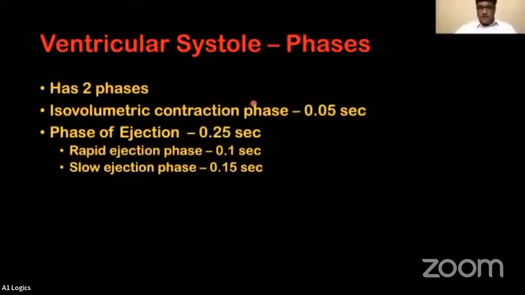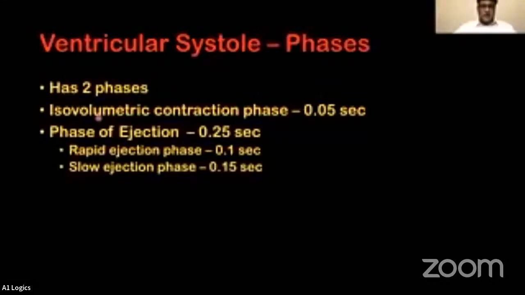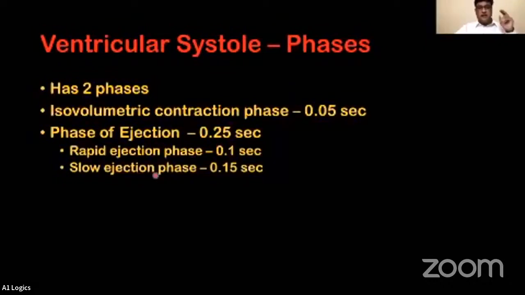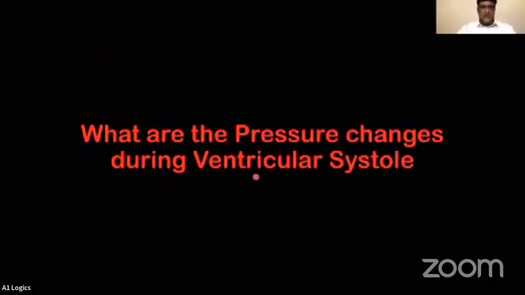Now, what are the phases during ventricular systole? Essentially, there are two phases. So isovolumetric contraction phase, which is about 0.05 seconds. It has a phase of ejection. Again, the phase of ejection, which is about 0.25 seconds, gets divided into two. That is rapid ejection phase and the slow ejection phase. That is 0.1 second and 0.15 second.